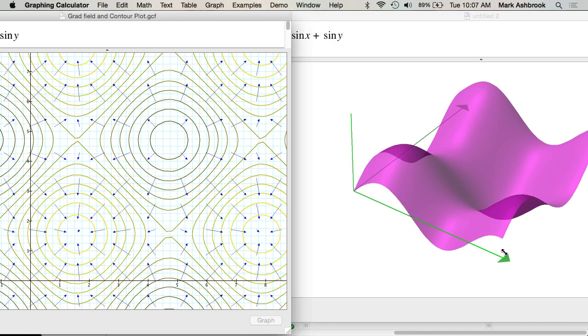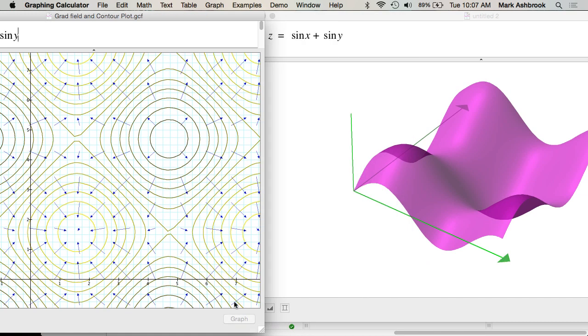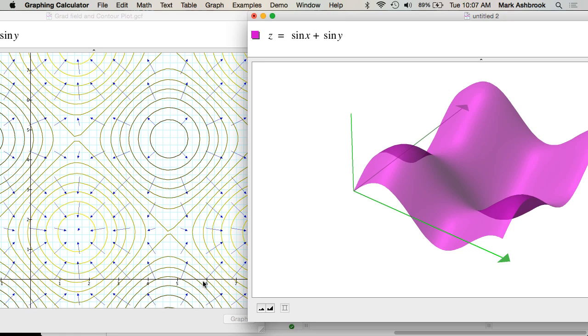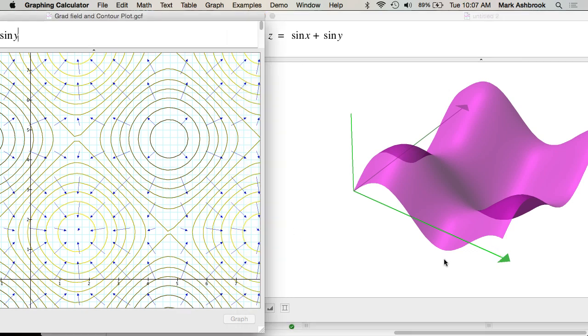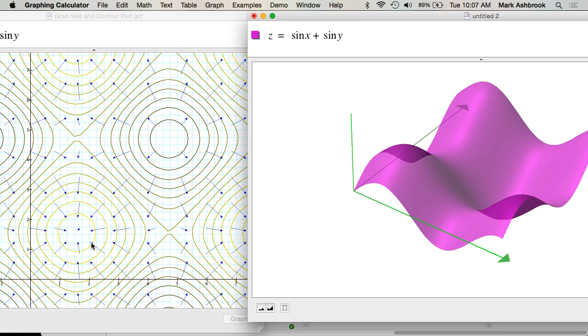All right, now I'm showing a consistent, here, the part of the gradient field I'm showing over here is the same as the surface I'm showing over here. So what is going on right here? What's happening here? Dipping? It's a dip? Or is it a peak?